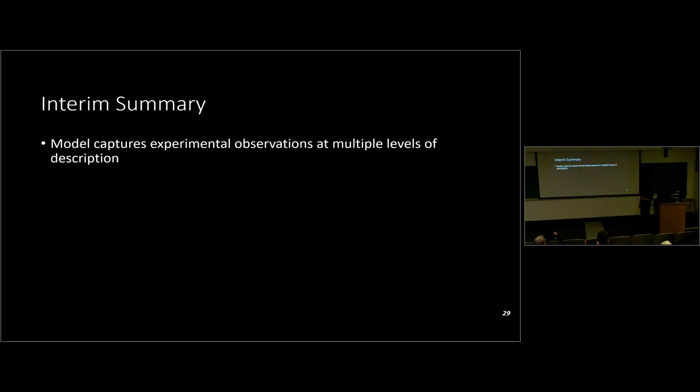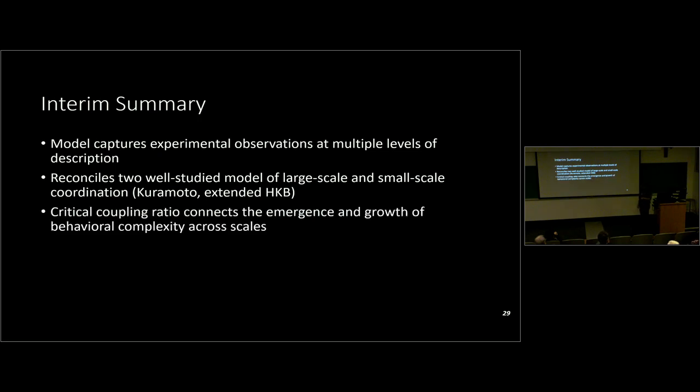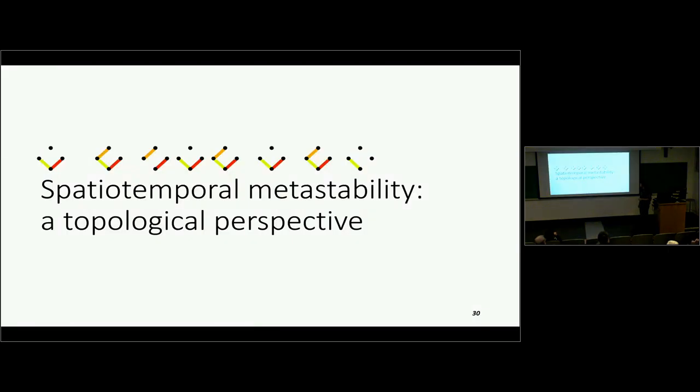So to summarize, I showed you a model that captures experimental phenomenon at multiple levels of description. And it reconciled to well-studied models of large and small scale coordination. And I also showed that the critical coupling ratio can connect the emergence and growth of the behavioral complexity of the system across scales. So now, time to wake up.